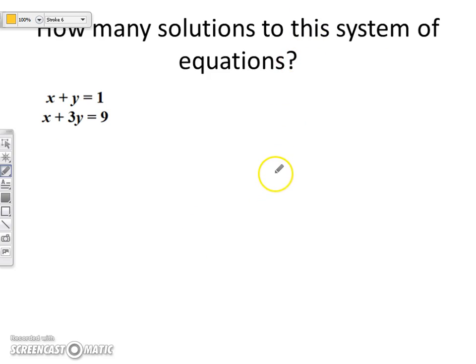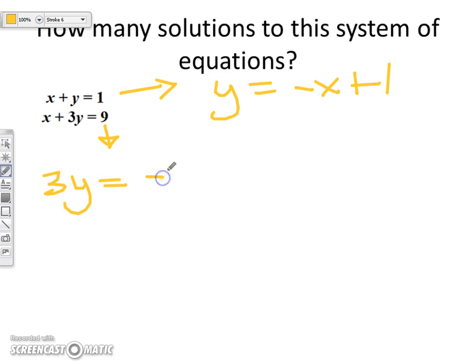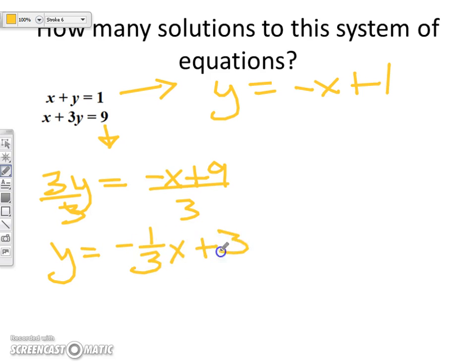How many solutions to this system of equations? The strategy I like to employ for this is to get both equations into the slope-intercept form, because we really need to know the information about the slope of these to determine what's going on. So let's take the first equation. If we subtract x from both sides, we get -x plus 1. We'll do the same thing to the other one. Subtract x from both sides and we get 3y is equal to -x plus 9. Divide both sides by 3 to isolate y and we get y is equal to -1/3 x plus 3.